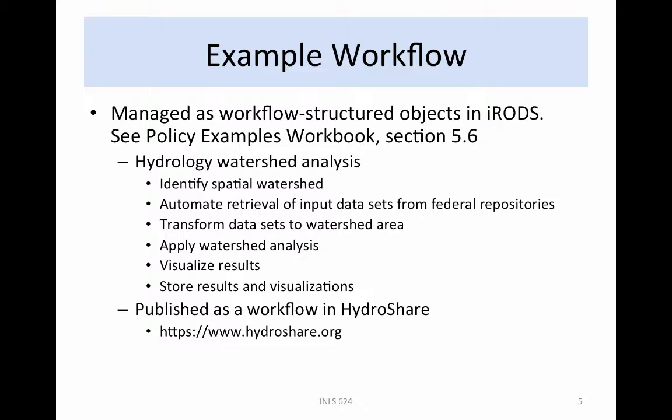An example of an analysis procedure is a hydrology watershed analysis. This workflow has multiple steps that can be controlled by the iRODS rule language. Based on input parameters, identify the region or watershed that will be analyzed, retrieve data sets from federal agency repositories for the physical parameters that are needed, such as elevation, precipitation, soil type, and wind, map the physical variables to the watershed coordinates, execute the watershed analysis, visualize the results, store the output.